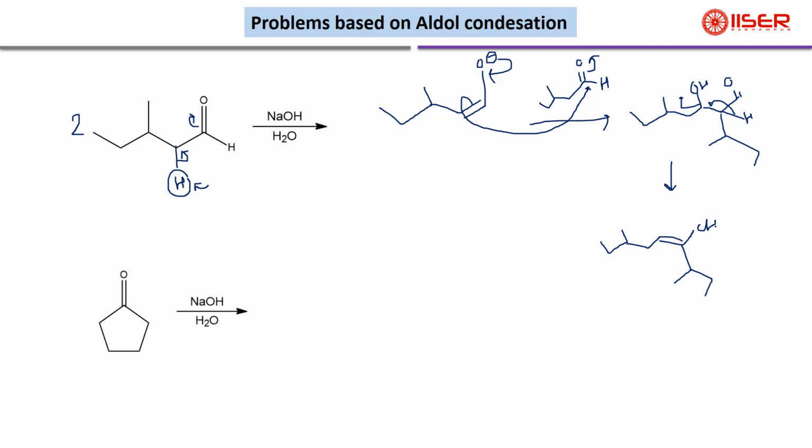Okay, the similar thing will happen in this case also. If there is alpha hydrogen, where is alpha hydrogen? Both the alpha carbons are equivalent, so you can take a proton from one of them. So just consider two molecules and you will get this as our product. The mechanism is similar, so I am not drawing it again.